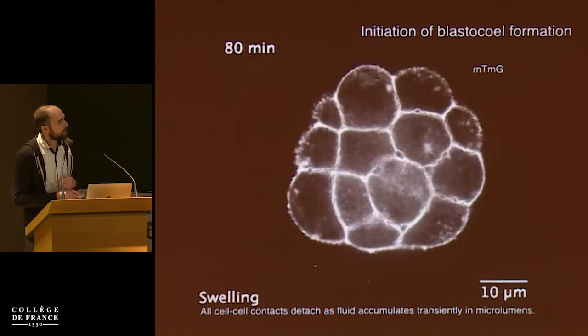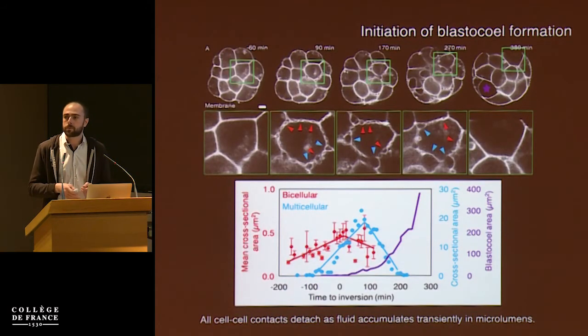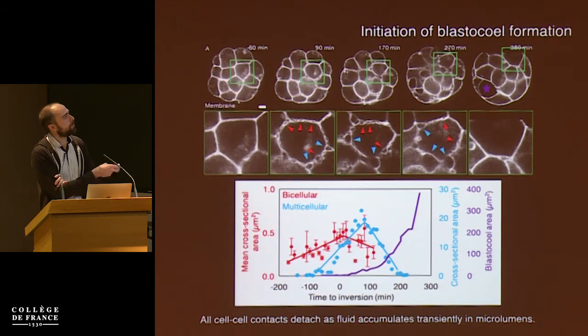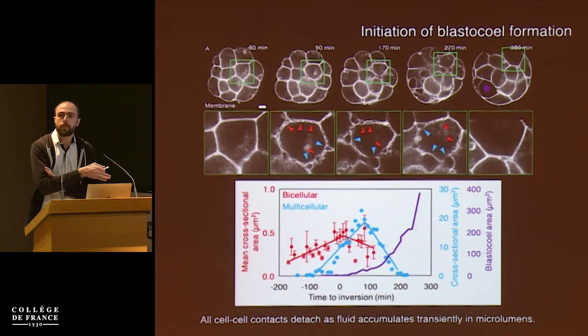So we have analyzed this phenomenon, and what we see is that we typically have two phases for those microlumens before they start to form the blastocoel. We distinguish two types of microlumens: the ones which are between two cells, the red ones here, and then the ones which are at the corners between multiple cells.